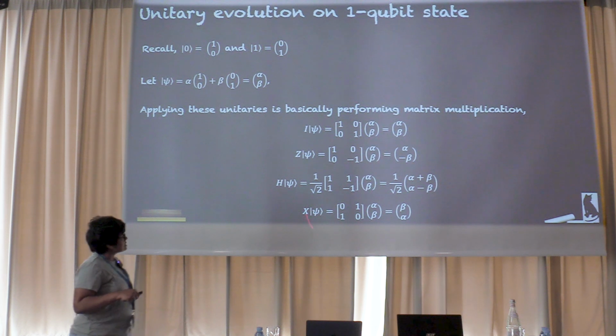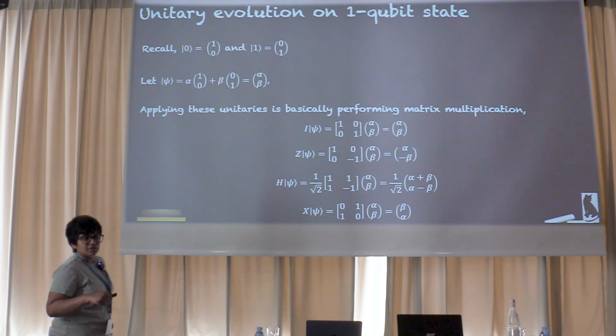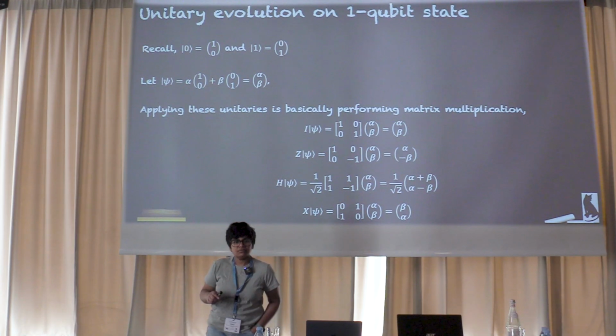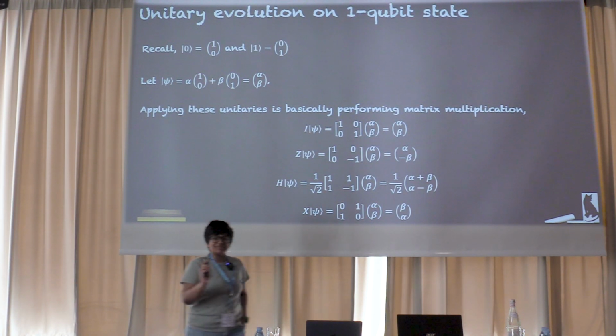And X on this state psi is just flipping these values. See, if my state psi was alpha and beta, what my X does is change this to 0, 1, so that's why alpha comes down, and changes this to 1, 0, that's why beta comes up. So it's basically flipping the amplitudes, the X gate. Okay? Any questions till now? No questions? Okay. We will get to the computation part soon.